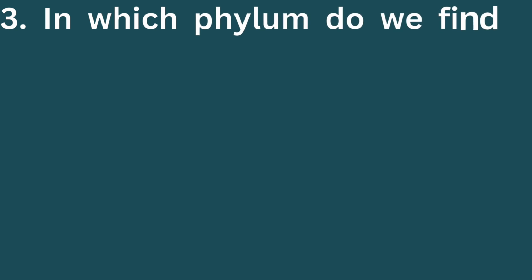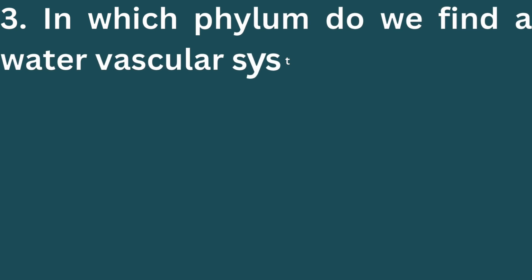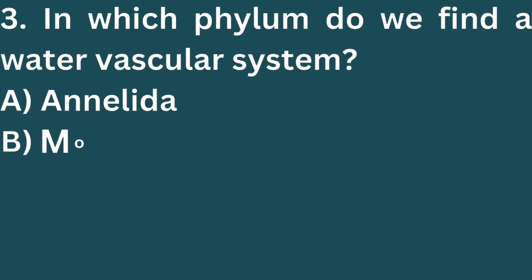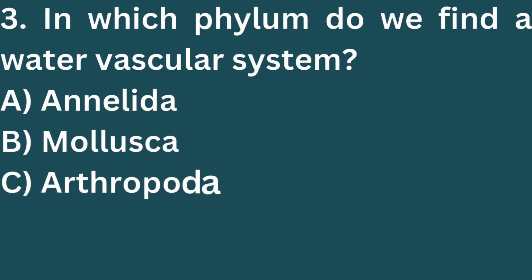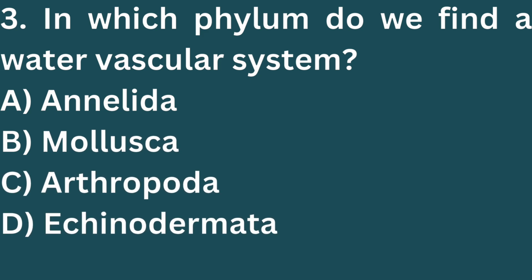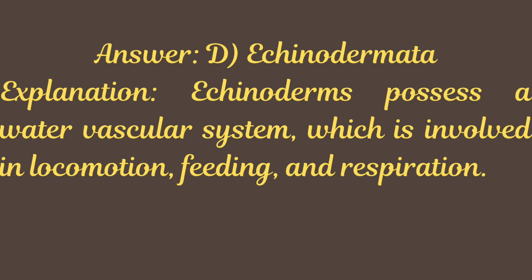3. In which phylum do we find a water vascular system? A. Annelida. B. Mollusca. C. Arthropoda. D. Echinodermata. Answer: D. Echinodermata. Explanation: Echinoderms possess a water vascular system, which is involved in locomotion, feeding, and respiration.